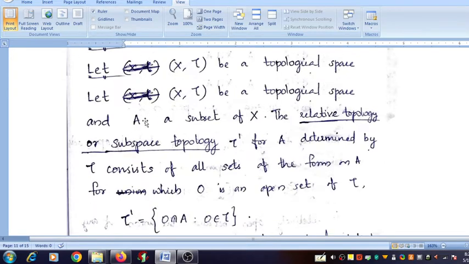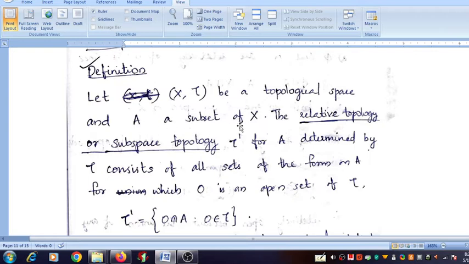We also consider a subset A of the set X. So let A be a subset of the set X. Now the question is, how can we define a topology on A? We can define a topology on this subset of X based on the topology that already exists in the space X.